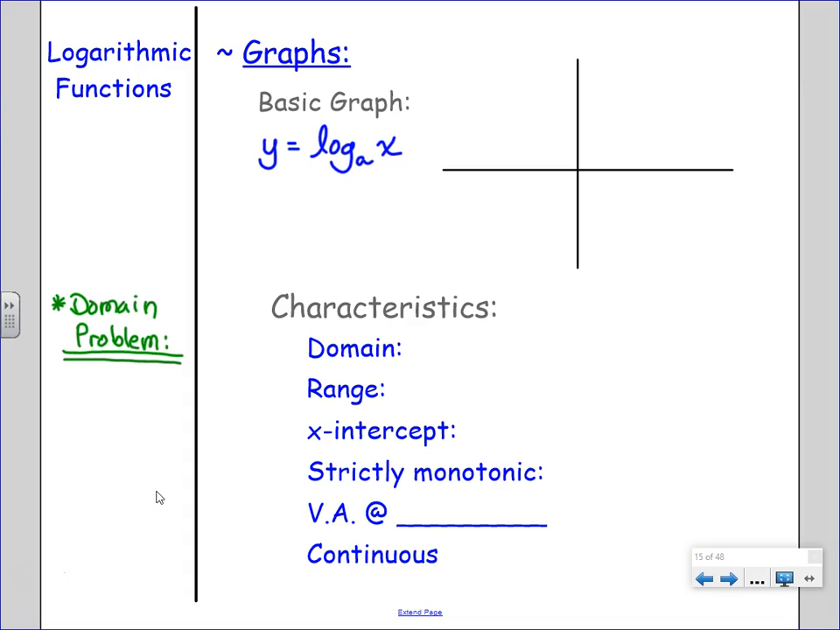Exactly. So, wait, what's the relationship between an exponential graph then and a logarithmic graph? If they're inverses, back to chapter 1 and chapter 2, what should their graphs do? Reflect across the y equals x line. Close. Reflect, yes, but reflect across the y equals x line.